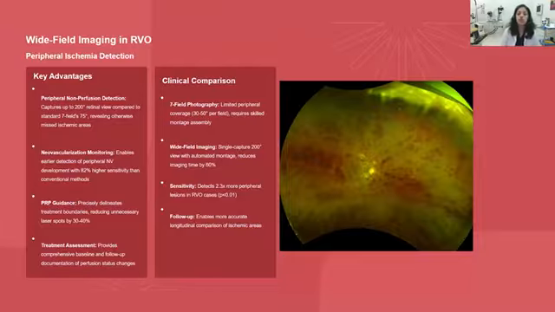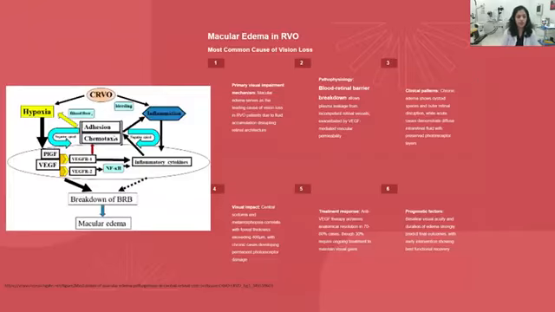Coming to the most common cause of vision loss in RVOs, macular edema. So in this picture, you can see that what happens in CRVO or any RVO, there's hypoxia and inflammation, which can lead to development of multiple growth factors such as PlGF, VEGF, and inflammatory cytokines, which increase, and then all these lead to breakdown of the blood retinal barrier and formation of macular edema.